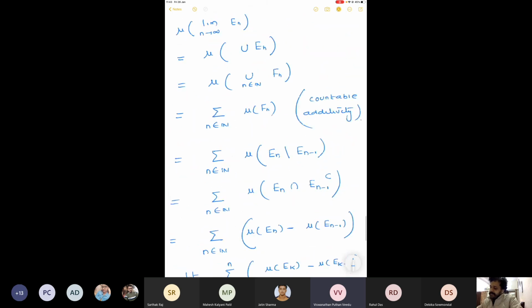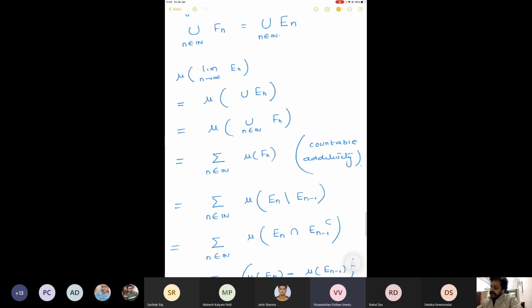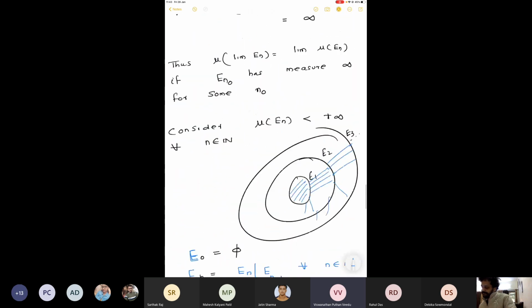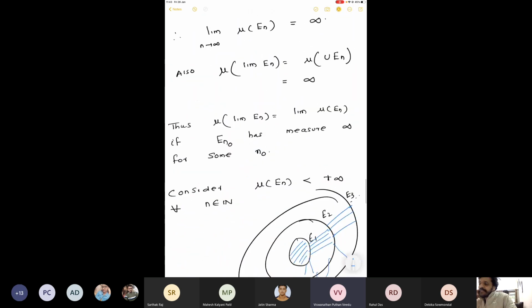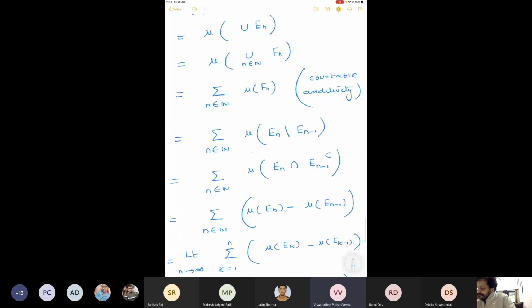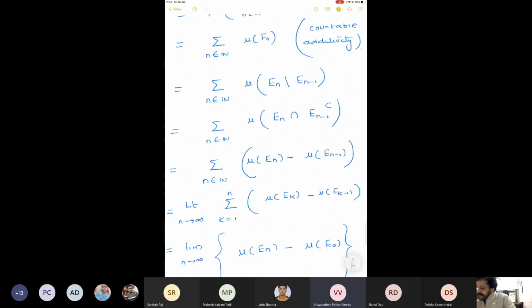Mu of limit, this limit is union, okay, is equal to limit of mu. So the principle of exhaustion you can derive from countable additivity. That is the reason why we put countable additivity as the requirement. Does that make sense? Are you okay with it?